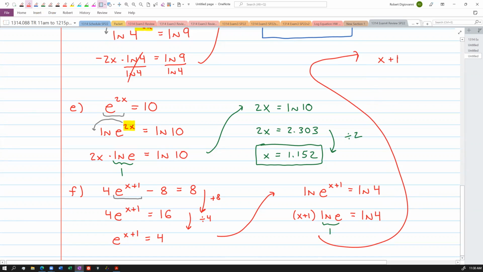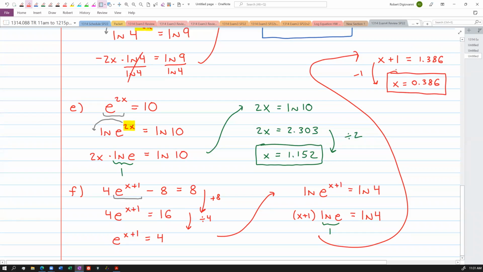That's all that's over there now. Equals natural log of 4, calculator time, 1.386-ish. Last step, subtract 1, both sides. So you should get 0.386. From here to here, all I did was minus 1 on both sides. There it is.